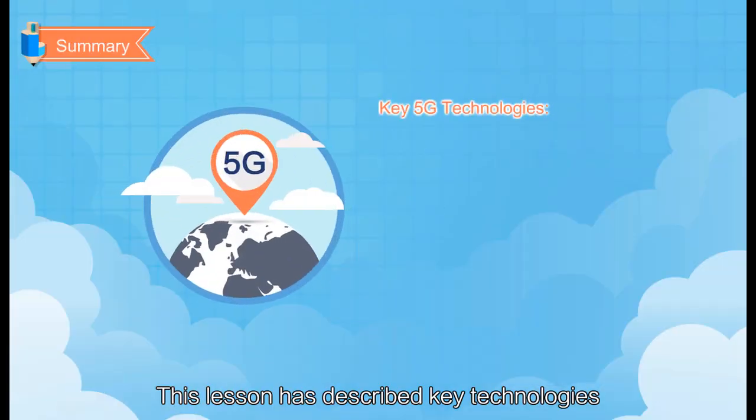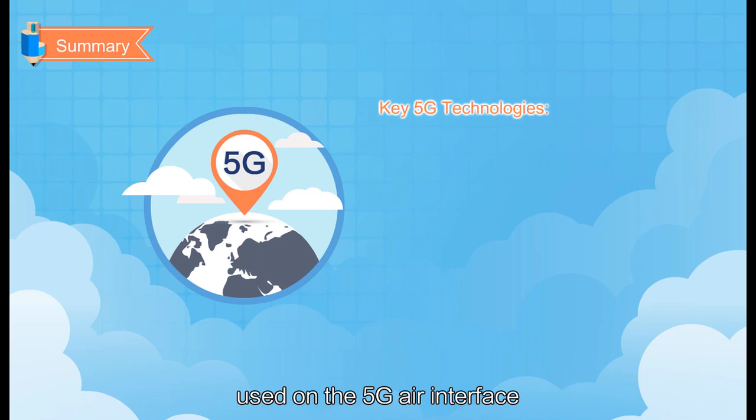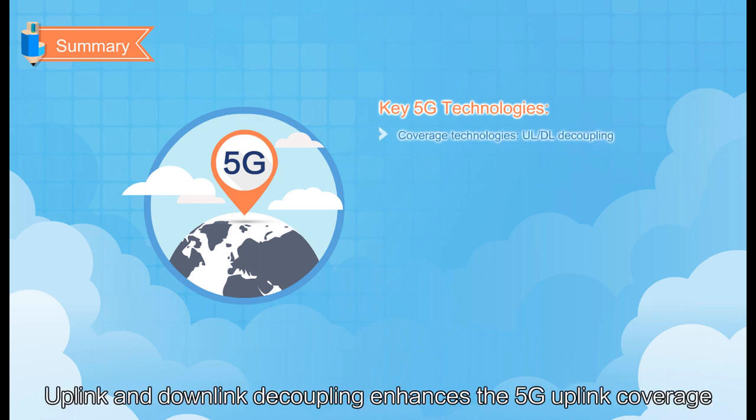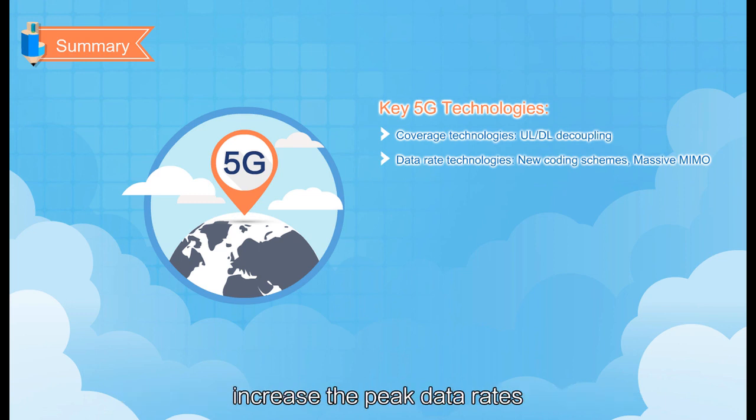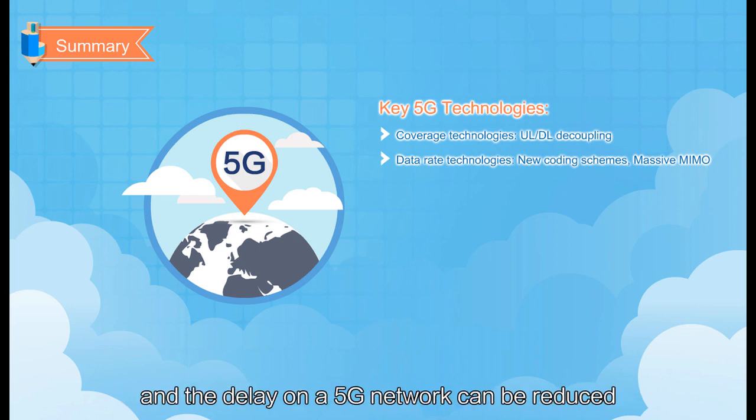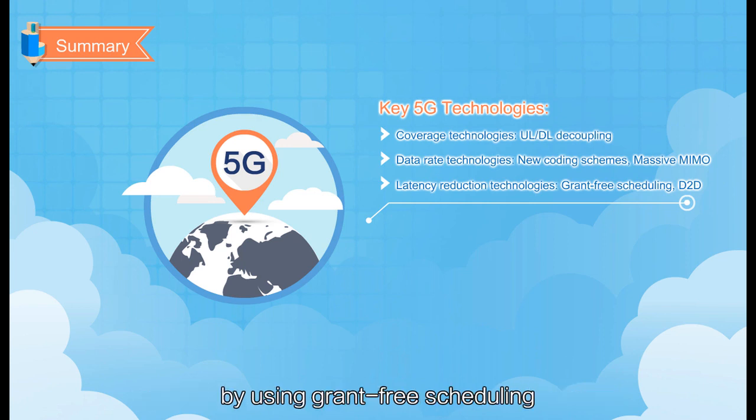This lesson has described key technologies used on the 5G air interface. Uplink and downlink decoupling enhances the 5G uplink coverage. New coding technologies, along with Massive MIMO, increase the peak data rates. And the delay on a 5G network can be reduced by using grant-free scheduling and D2D transmission. In the next lesson, we will learn about 5G spectrum planning.